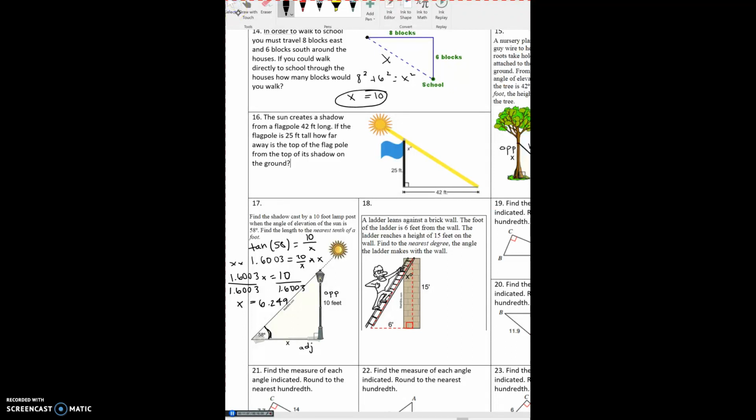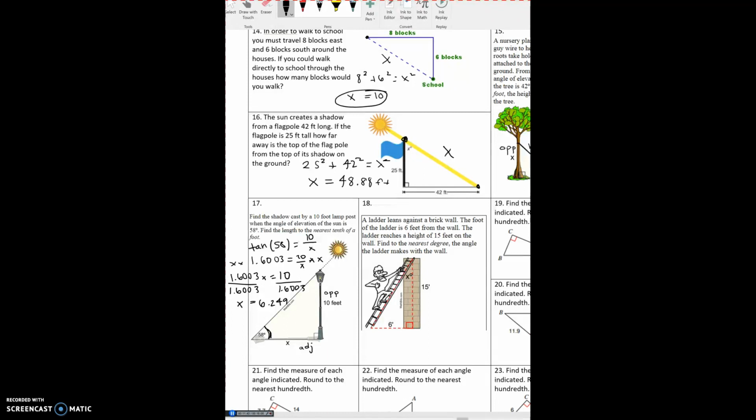Number 16, the sun creates a shadow from a flagpole 42 feet long. If the flagpole is 25 feet tall, how far away is the top of the flagpole to the top of its shadow on the ground? So we're looking for this length right here, which is simply Pythagorean theorem. 25 squared plus 42 squared equals x squared. Solve it out, and x equals 48.88 feet.